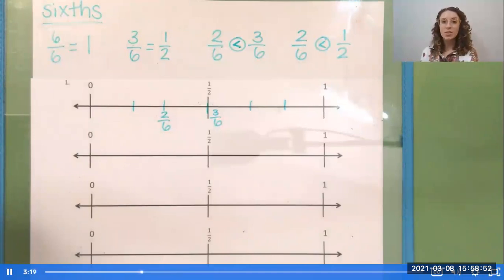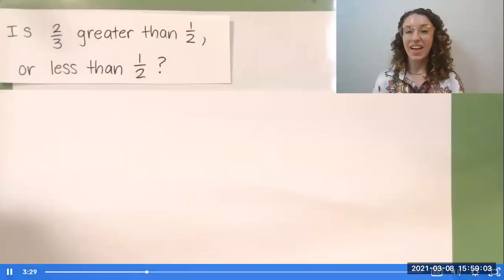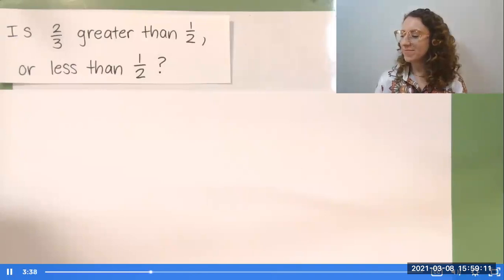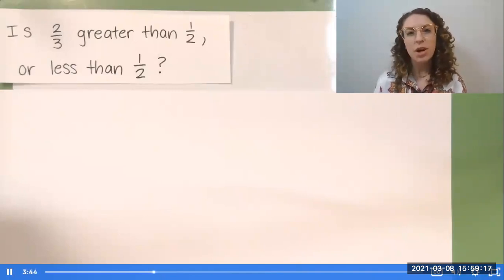Great! We just used our knowledge of equivalent fractions to compare 2 sixths and 1/2. Let's try comparing another fraction to 1/2. Think for a moment, then tell me, is 2/3 greater than 1/2 or less than 1/2? 3 is an odd number, so there is no number of thirds equivalent to 1/2.